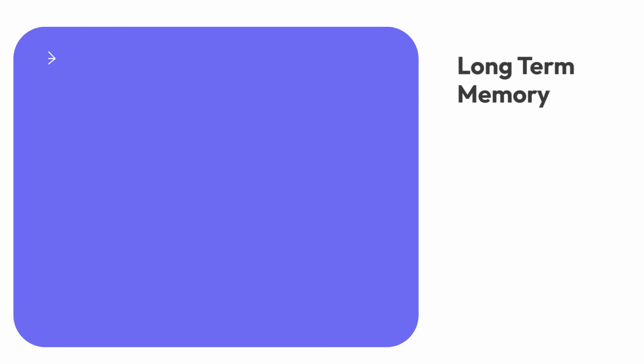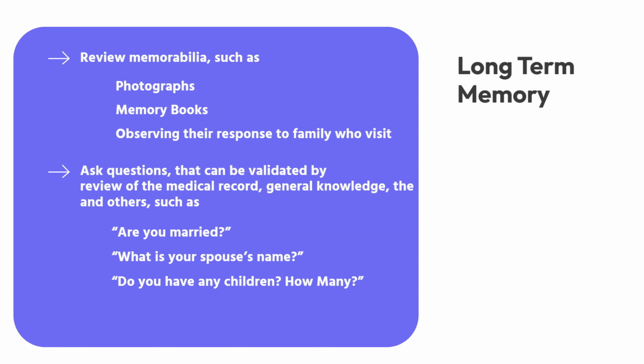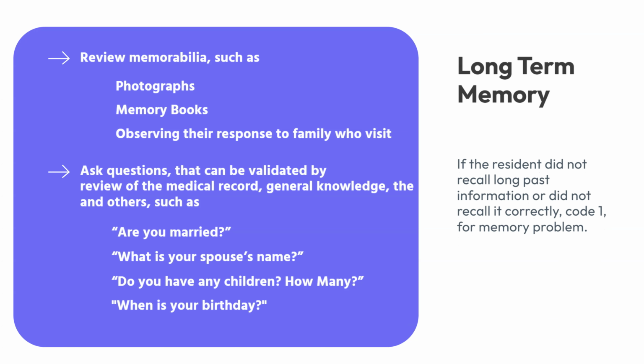Long-term memory status can be measured by engaging in conversation, reviewing memorabilia such as photographs, memory books, or observing their response to family who visit. Ask questions for which you can validate the answers from review of the medical record, general knowledge, the resident's family, and others, such as, are you married? What is your spouse's name? Do you have any children? How many? When is your birthday? If the resident did not recall long past information or did not recall it correctly, code 1, for memory problem.